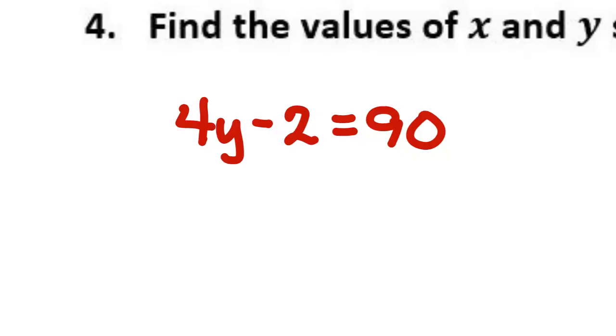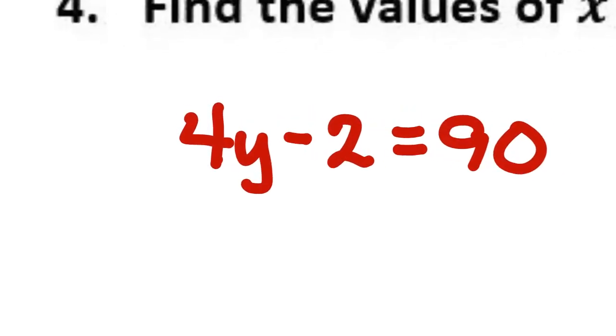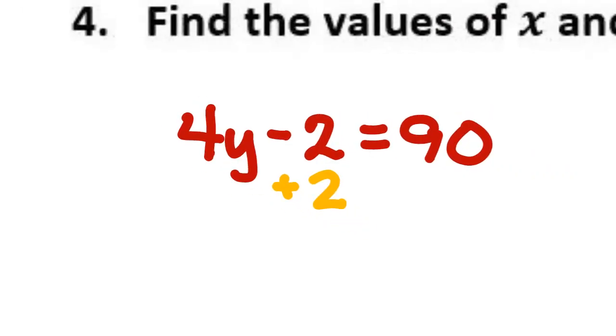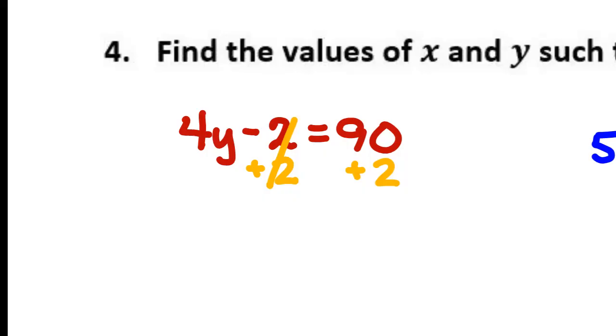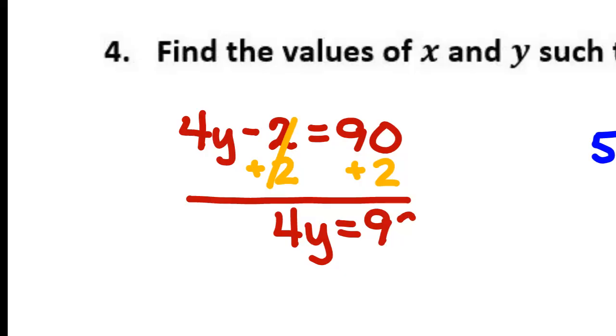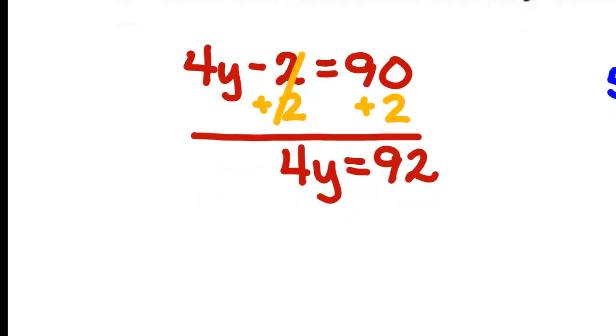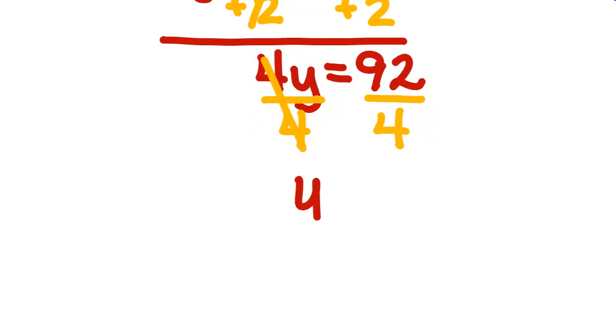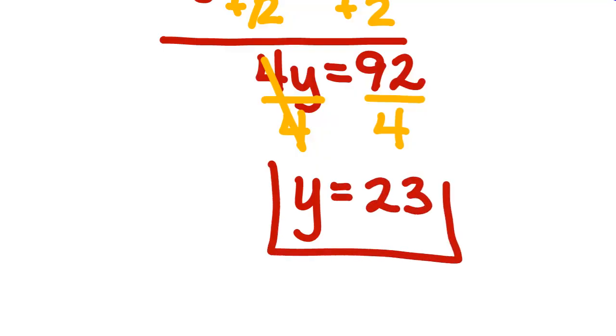Let's solve the one over here on the left for y. I'm going to start by adding 2 to both sides. So that would give me 4y equals 92. And then I would divide both sides by 4. What is 92 divided by 4? 23. So y is 23.